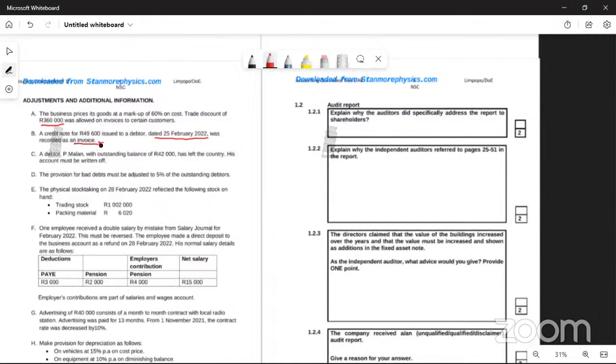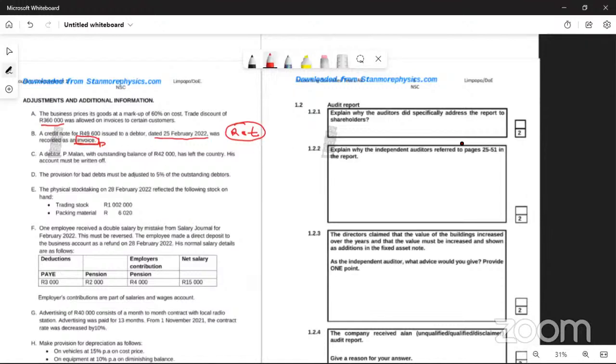So do you see the error here? What we did, we recorded a credit note as an invoice. Remember, good people, when do we issue a credit note? A credit note is issued when there's a return. When there are returns, remember that. So now we have issued a credit note, but we treated it as if this customer was buying, yet the customer was returning stock to us. I hope it makes sense, guys.